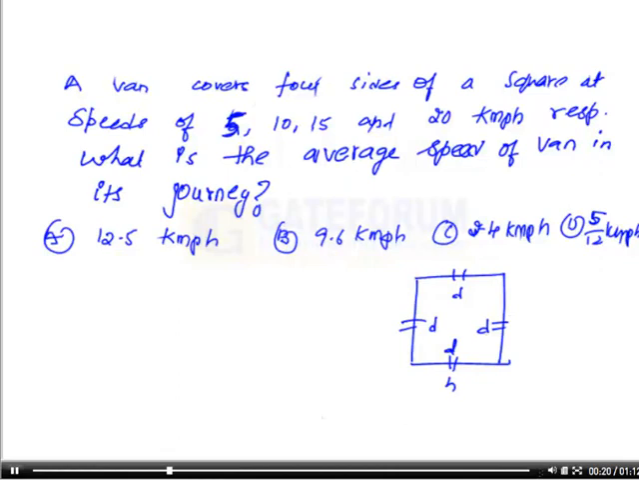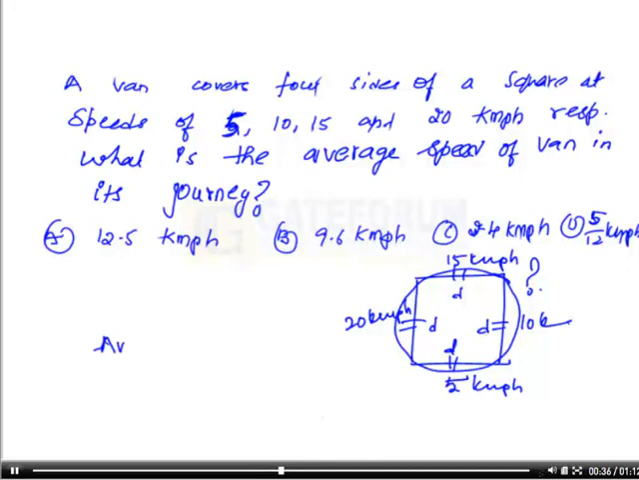In the first interval, he has traveled at a speed of 5 kilometers per hour, whereas in the second, 10, in the third, 15 kilometers per hour, and in the fourth, 20 kilometers per hour. Now he is asking the average speed of the entire journey. We know that average speed is nothing but total distance by total time, the total distance covered by the van by the total time taken.